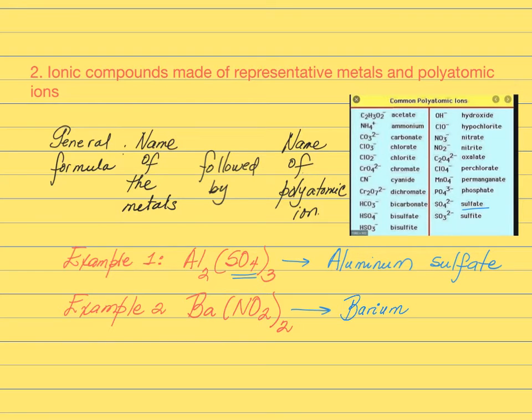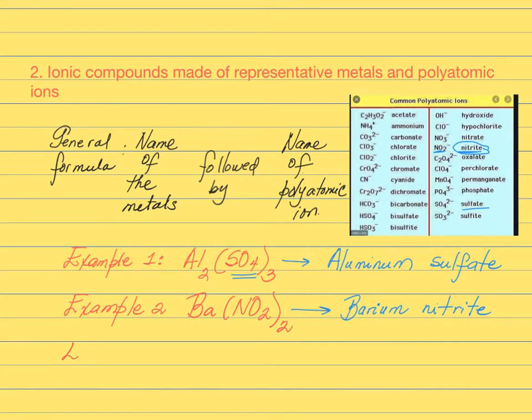Now, NO2, let me see if I have that over here. NO2, nitrite. Nitrite. See that? Because you were getting that from your list of polyatomic ions. Sulfate from here, nitrate. Those are the common ones that we're going to use in our chemistry class.